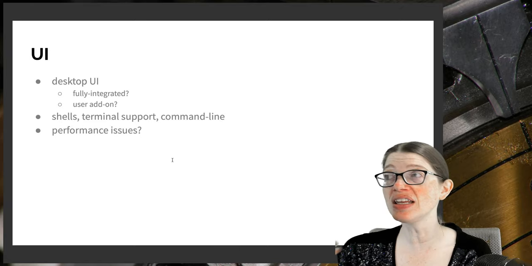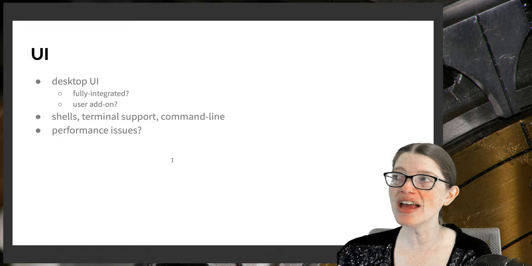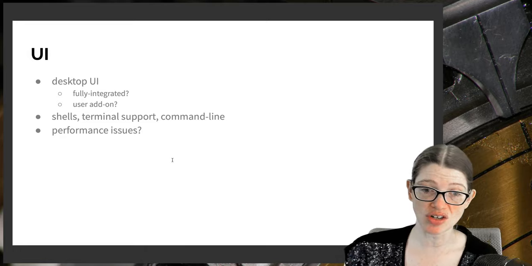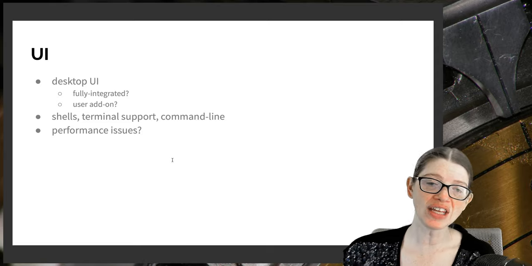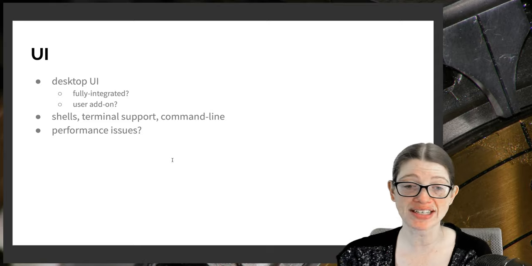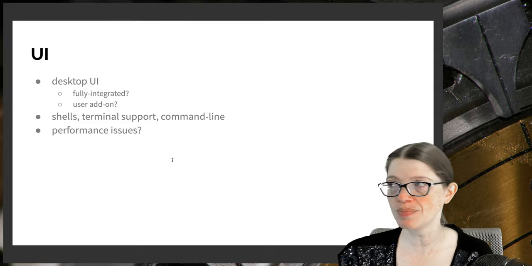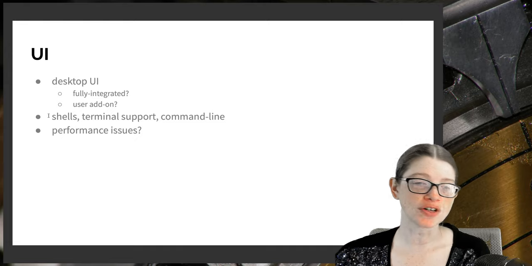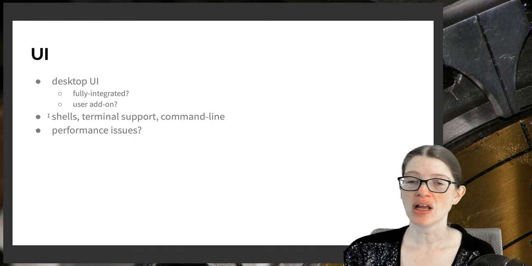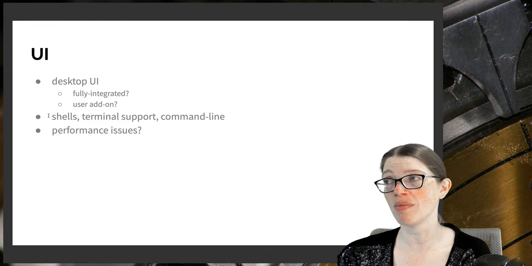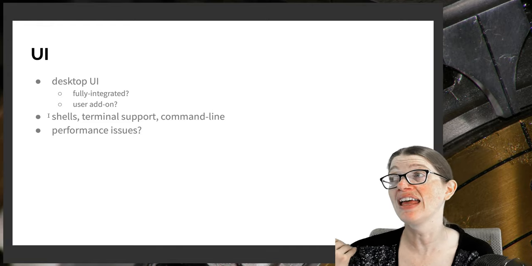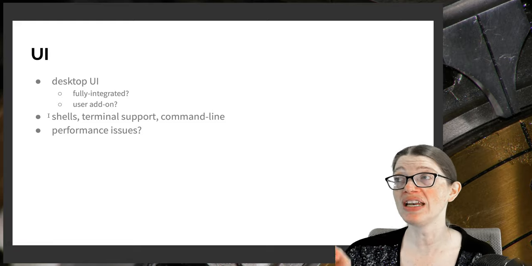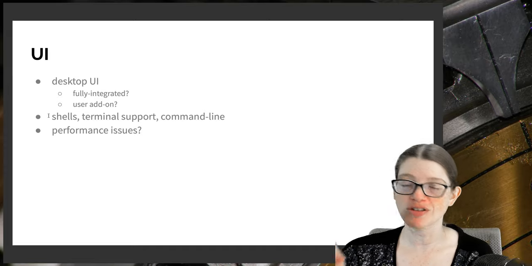And then you have to ask, finally, what's my UI? Am I providing a UI? Is the UI a part of the kernel? Or is the UI a user program that uses system calls to attach to the kernel? So is it fully integrated, or is it a user add-on? How does that work? If it's a desktop UI, you're going to have to support certain devices, obviously. Are you going to offer shells or any kind of terminal support? Command line? And how are you going to handle performance? Because obviously, if you're running on the first Apple computer, the whole reason why they would have put the OS embedded on a chip was for performance issues.